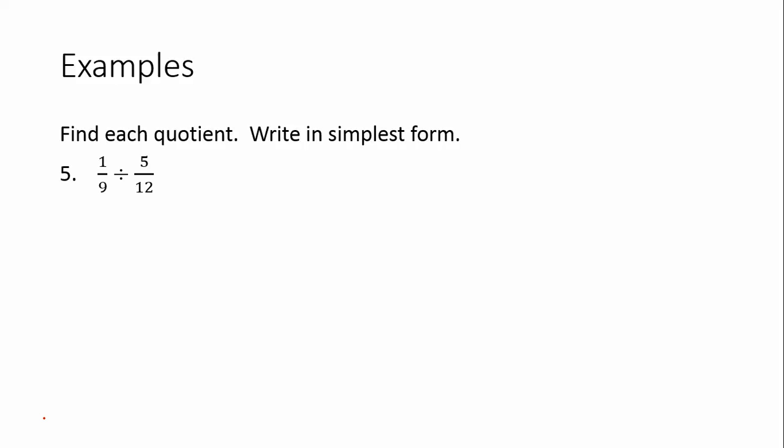So let's look at some more examples. Find the quotient and write it in simplest form. We have 1 over 9 divided by 5 over 12. So dividing by a fraction is the same as multiplying by its reciprocal. So the first thing we want to do is change the problem to multiplication and flip or find the reciprocal of the second fraction. Now when we multiply, we get 12 over 45. Both of these numbers are divisible by 3, so when we reduce the fraction, we're dividing by 3, and we get 4 over 15.